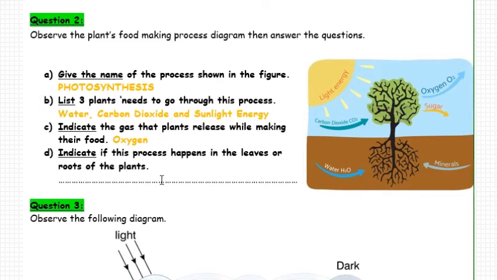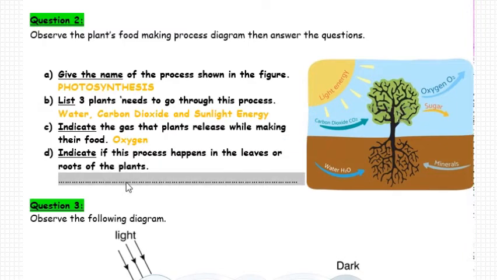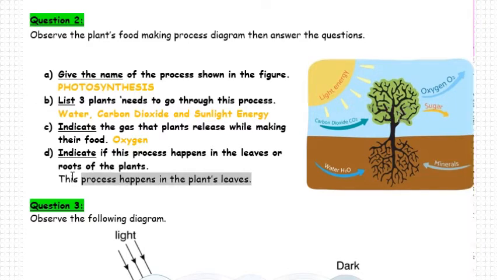Indicate if this process happens in the leaves or roots of the plants. So leaves catch sunlight energy, leaves absorb carbon dioxide, and this process happens in the green part of the plant, which are the leaves. So this process happens in the plant's leaves. The leaves are the kitchens.